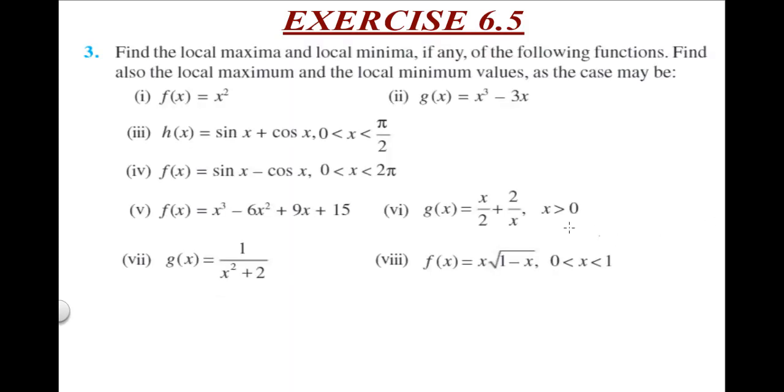Let us now go to another question. In question number 3 we have discussed first and second part. Here we had to go for local maxima and local minima and also the local minimum and maximum values. So let us just discuss the third part and then we'll discuss one more part of it. So h of x is given as, we can just write it on a separate page, sin x plus cos x. H of x is equal to sin of x plus cos of x. So we are going to differentiate it.